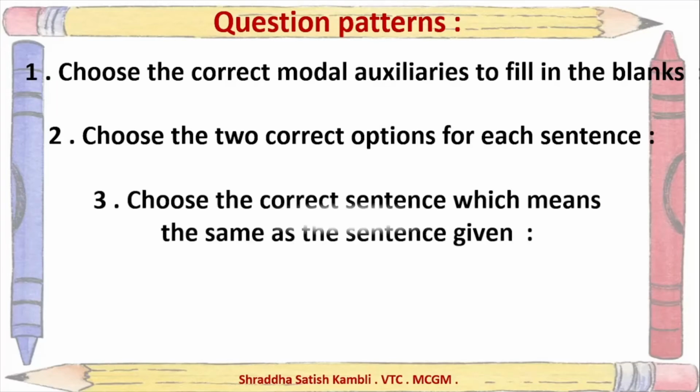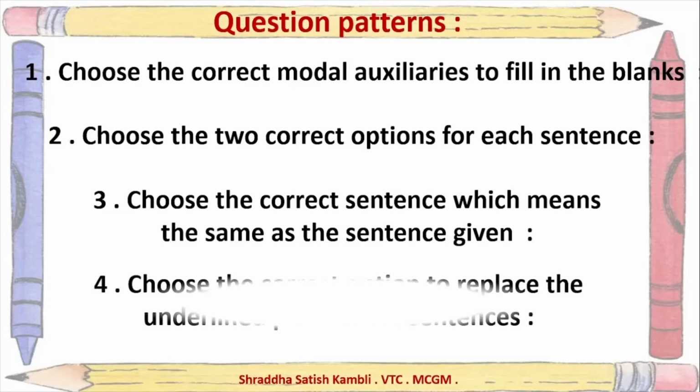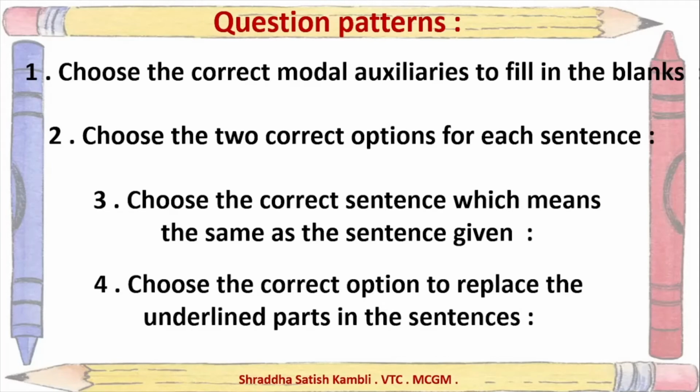And then you have: choose the correct sentence which means the same as the given sentence. So there will be one sentence given in the question, and there will be 4 other sentences given below it. You have to select the sentence which matches the sentence in the question. The meaning of that sentence and the sentence in the question should be the same. And finally, in the last pattern, you have: choose the correct option to replace the underlined parts in the sentence.